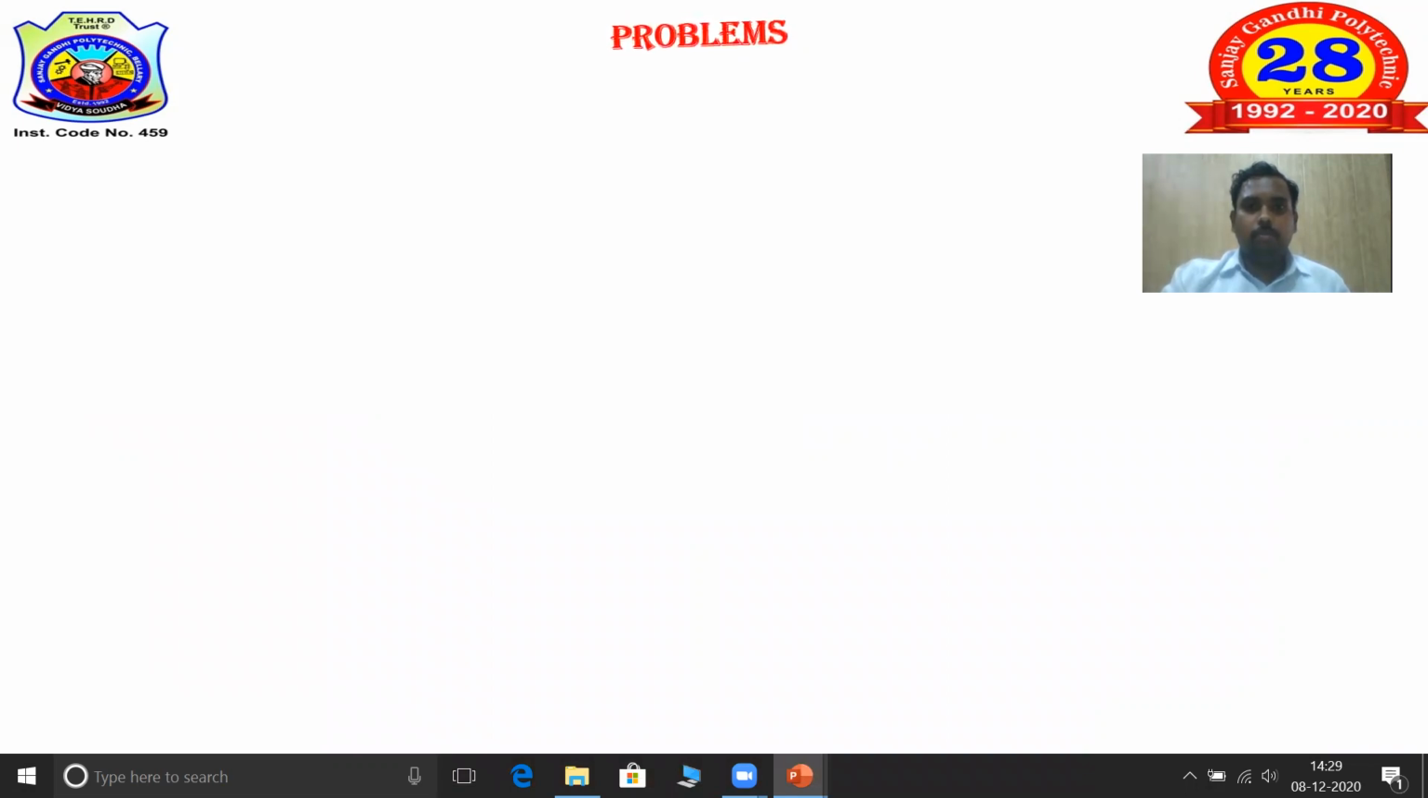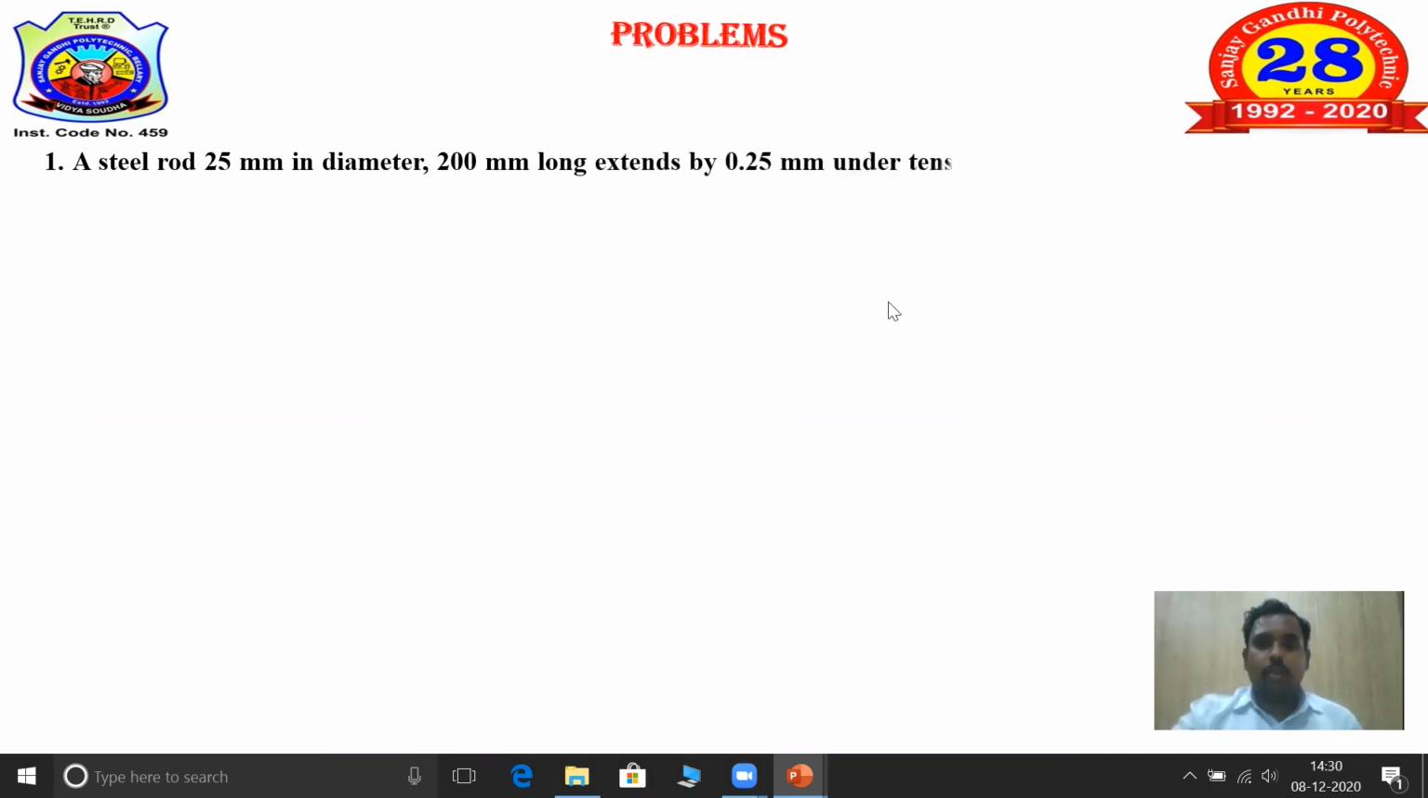Let's see the first problem. The question is: a steel rod 25 mm in diameter, 200 mm long, extends by 0.25 mm under a tensile load of 40 kilonewton. Find stress, strain, and elastic constant. So this is the question.